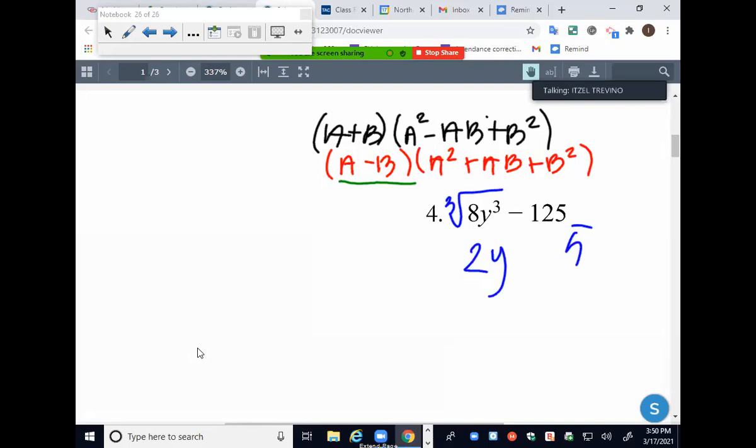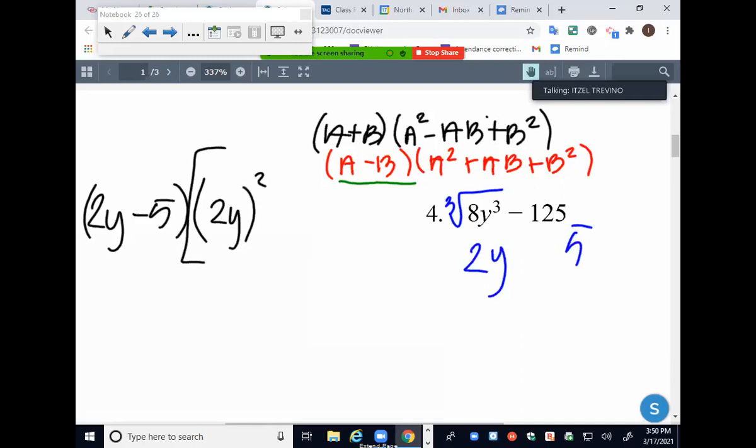The top or the bottom? The bottom one, right? So I have 2y minus 5. And then I'm going to have a squared, which is 2y squared. Here, I'll put a bracket, make it look pretty. Minus 5 times 2y. Plus 5 squared. Okay. So I substituted a and b.